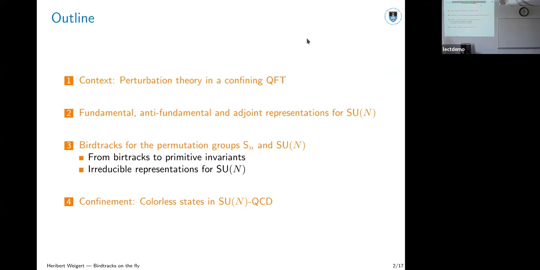Perturbation theory in a confining field theory is one of the motivations to use this in QCD. That is all about color singlets and the fact that confinement means there is no color observable in the universe. And in order to talk about this, you need to know about states that are color neutral. And those we're going to get out of Birtracks. There are many tools that you need to do that.